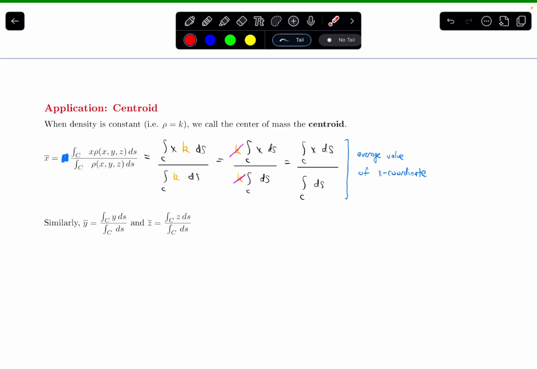Okay, so similarly, for my y coordinate and z coordinate, the center of mass has the exact same structure, except just change that x up top, either to a y or to a z. So, okay, so this is the centroid. What the center of mass simplifies to if the density is just constant. So I really want to emphasize that I can only cancel these densities here because it was constant. Because it was constant, I was able to pull them out. If this part's not constant, I cannot pull it out and I wouldn't be able to cancel them.